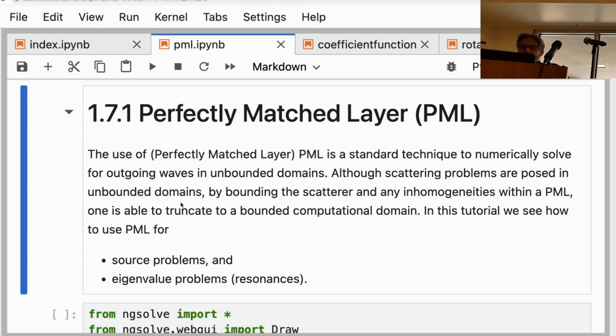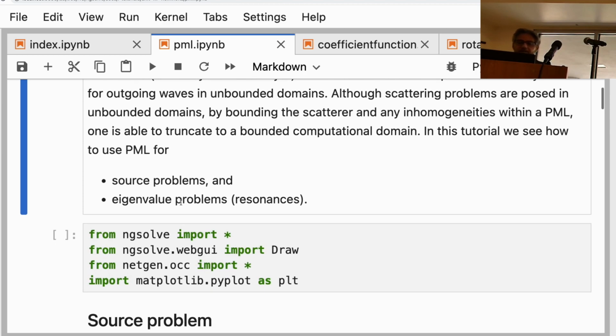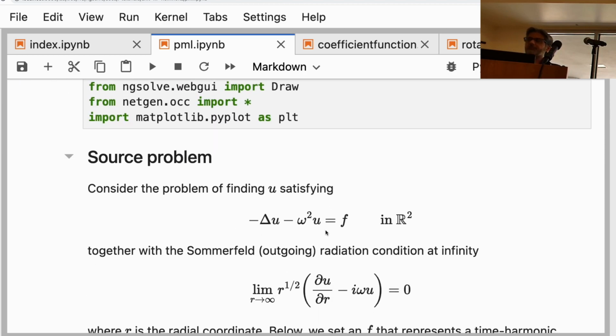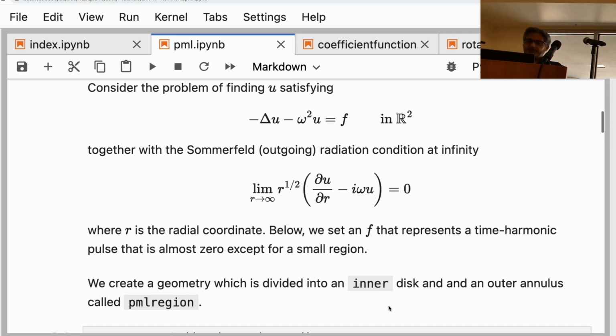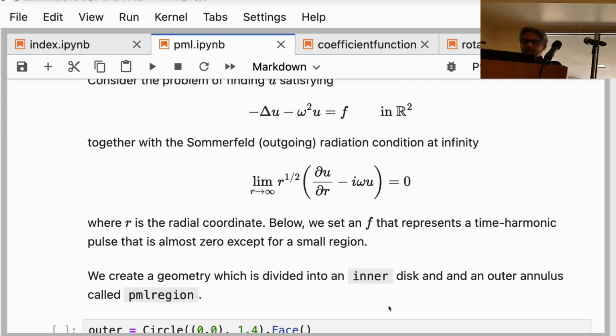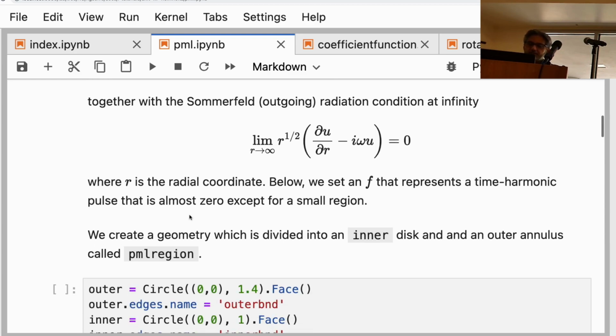problems or resonances. So for the source problem, the equation is very much the same as what we saw in the previous tutorial. Only the boundary condition has changed. The boundary condition is now an outgoing radiation condition at infinity because the domain is infinite. Okay, so what PML does is a transformation that allows you to impose, instead of this non-local boundary condition at infinity, a boundary condition in a finite domain. Okay, so we'll see that in a second.